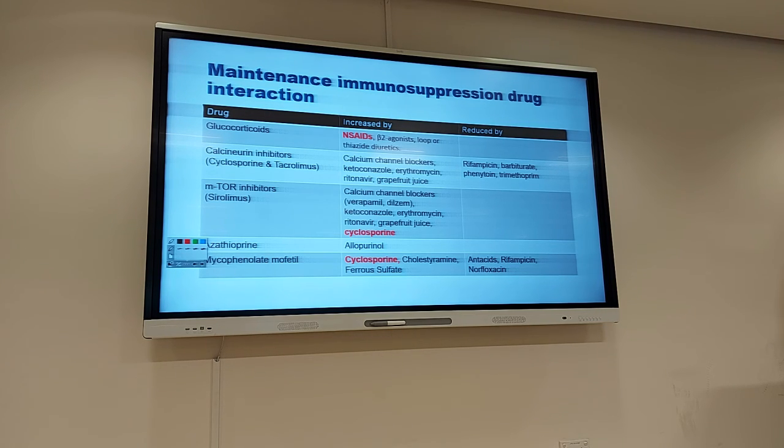The main ones are NSAIDs, so we try not to use them with NSAIDs. Calcineurin inhibitors, calcium channel blockers, antibiotics, grapefruit juice, and antiviral drugs. For mTOR, the main one I would focus on is cyclosporin. Other thiopurines, we won't use with other purine inhibitors like the one used for gout, allopurinol. Mycophenolate, we don't use with cyclosporin because that can increase the side effects of nephrotoxicity.